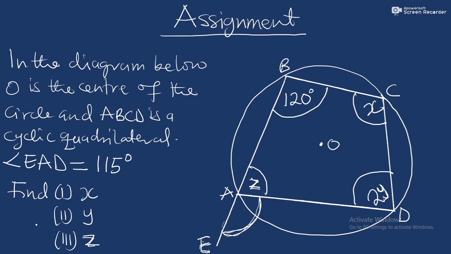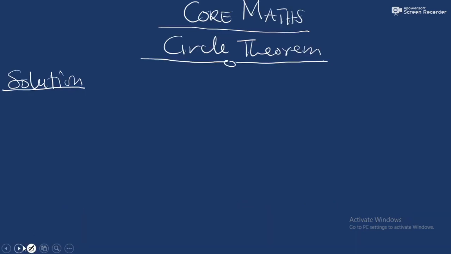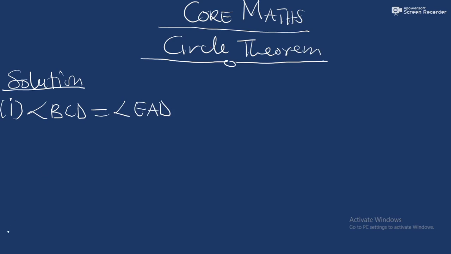Let's present our solution. So always write the question number. So question number 1, (i). With the (i), angle BCD is equal to angle EAD. So let's check this statement or equation.